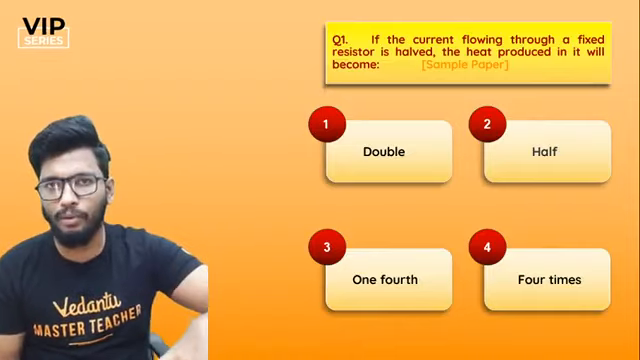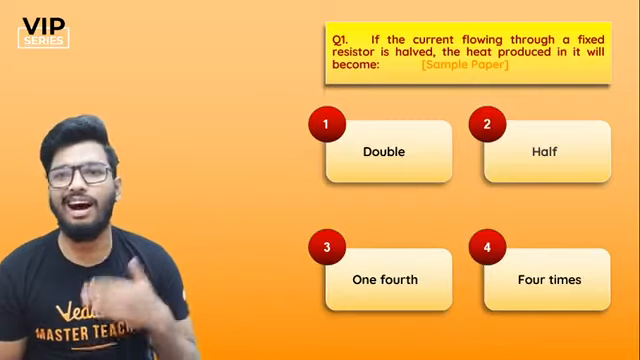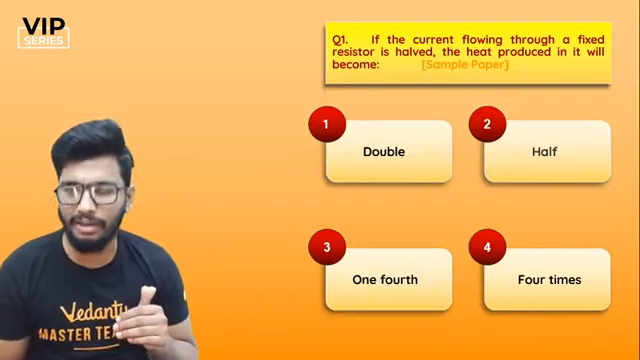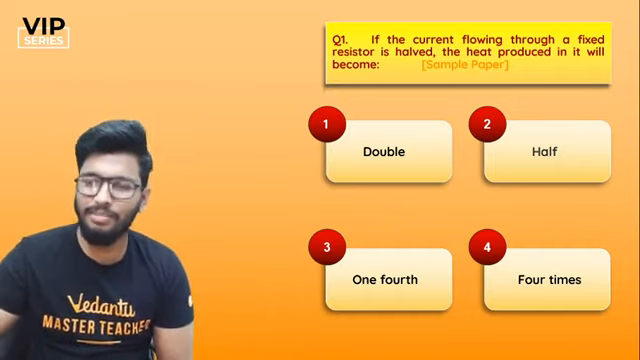It's a sample paper question. It's quite a simple one. The question is this: if the current flowing through a fixed resistor is halved, the heat produced in it will become what? Doubled, half of it, 1/4, or 4 times? Quite simple. Let's try and do this.